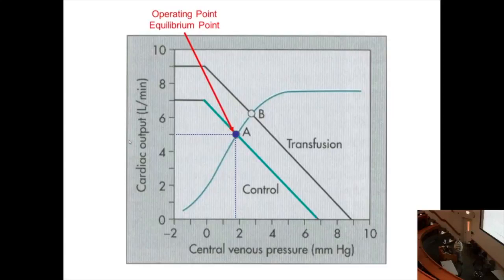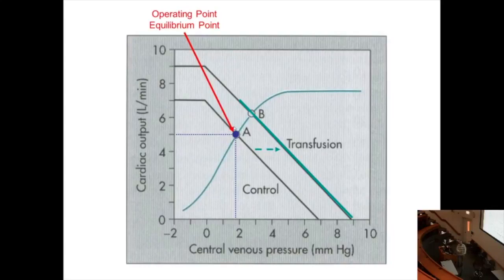Where the system operates is the point where these two curves intersect. It's called, not surprisingly, the operating point or the equilibrium point. Okay? So if you want to know how the two things operate together, increased cardiac output, fall in CVP, decreased cardiac output, what you get is the operating point right here. That's where everything comes to steady state.